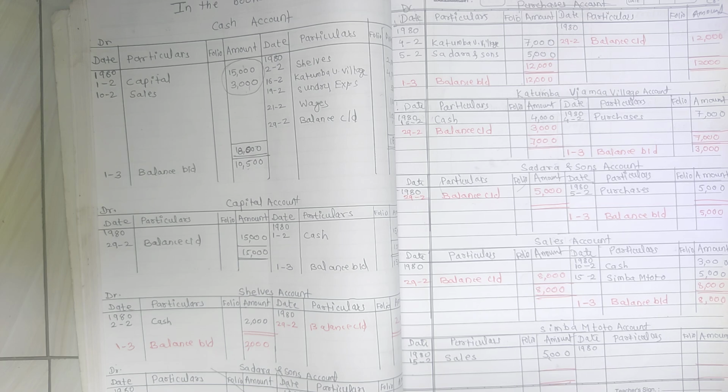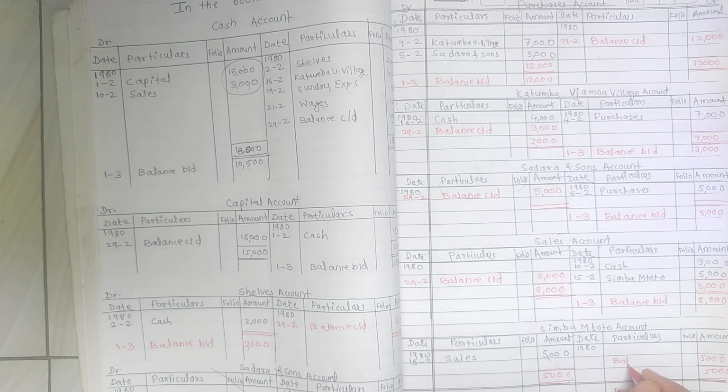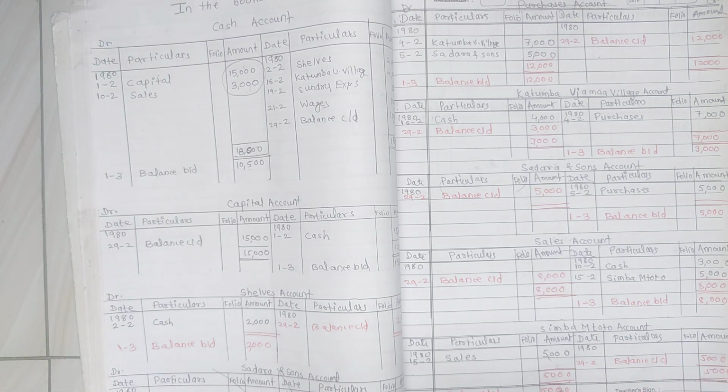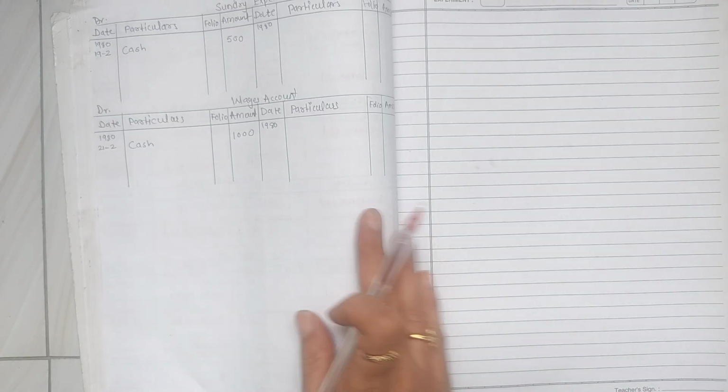Balance brought down 8,000. So sales always carry a credit balance, being an income. Now Simba Moto, 5,000. Writing the amount on the lower side, here on the credit side. Balance carried down. Carry to the opposite side. Balance brought down. Okay, he is our debtor. We sold Simba Moto goods worth rupees 5,000. The amount is still receivable from them, so this balance is carried to his account, carried forward to next month too. That 5,000 is receivable from them. They are our debtors.